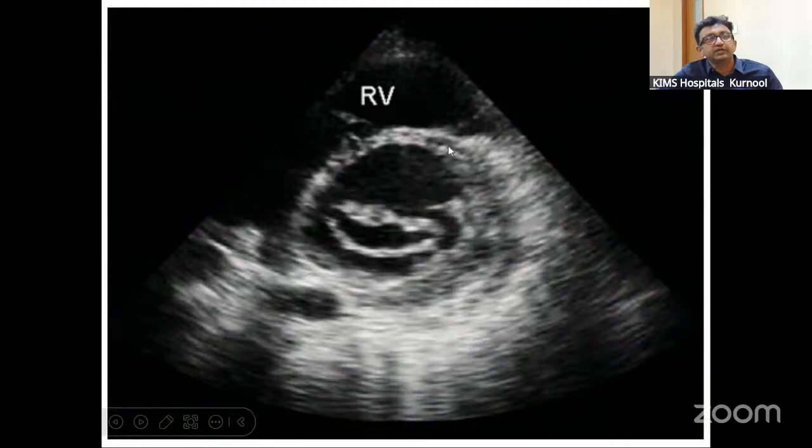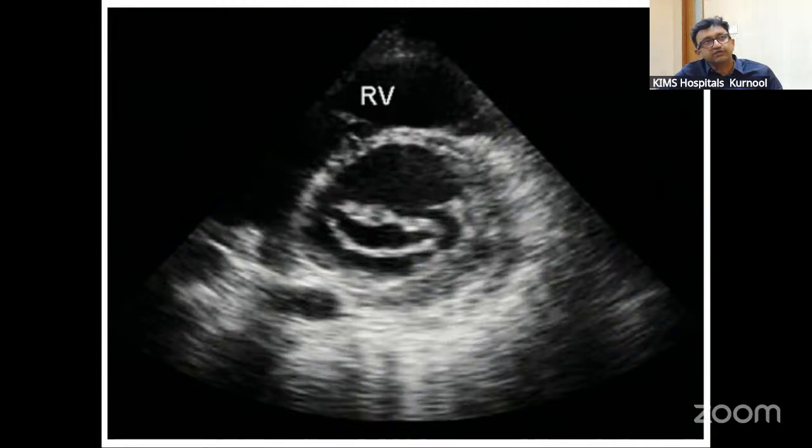Now it is round, right? So when the pressures are higher, it either becomes D-shaped, or when the pressures are much higher or suprasystemic, you might even see a crescent-shaped LV. Okay, we can also switch on the color Doppler to see if there is any flow across the interventricular septum, to assess any VSDs.